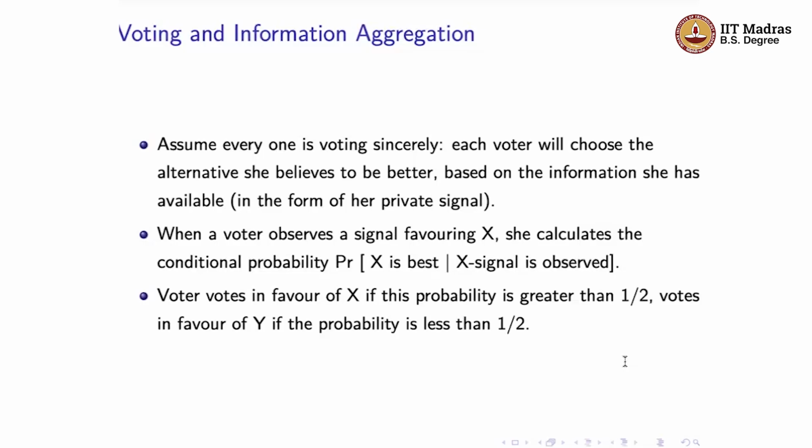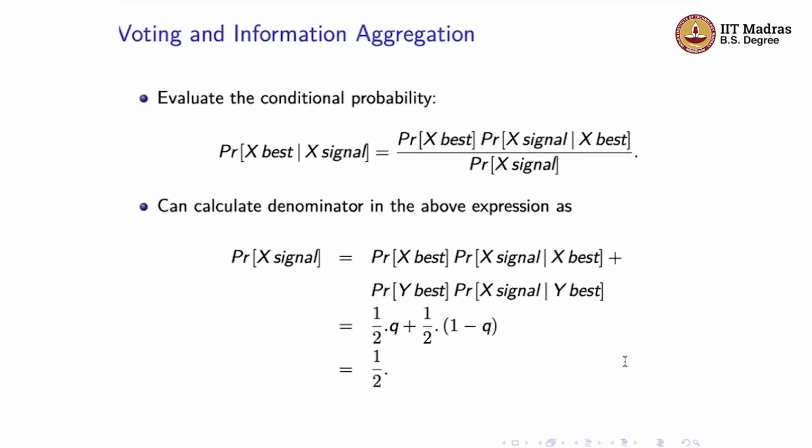Okay, so let's carry out the calculation and see what this conditional probability looks like. We can use the Bayes rule that we discussed previously. The probability of X being best conditional on receiving the X signal can be rewritten using Bayes rule as a fraction. The numerator is the probability that X is best multiplied by the probability that the X signal is received conditional on X being the best. And in the denominator, you have the probability of receiving the X signal. As before, we can calculate the denominator using the law of total probability. So what is the probability that you receive the X signal?